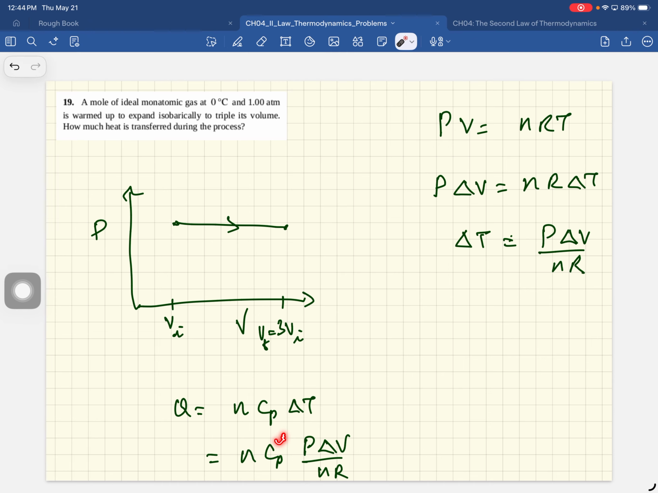An engine with an efficiency of 0.3, so it's a 30% efficiency, absorbs 500 joules of heat per cycle. How much work does it perform per cycle? Okay, so the efficiency is work divided by the heat absorbed.